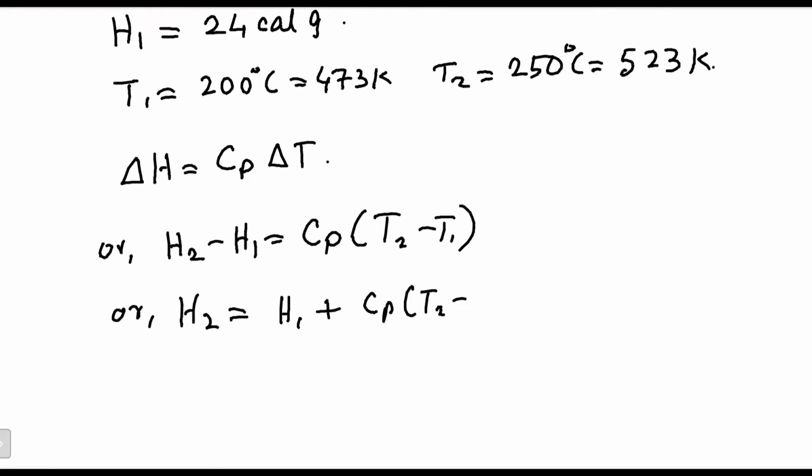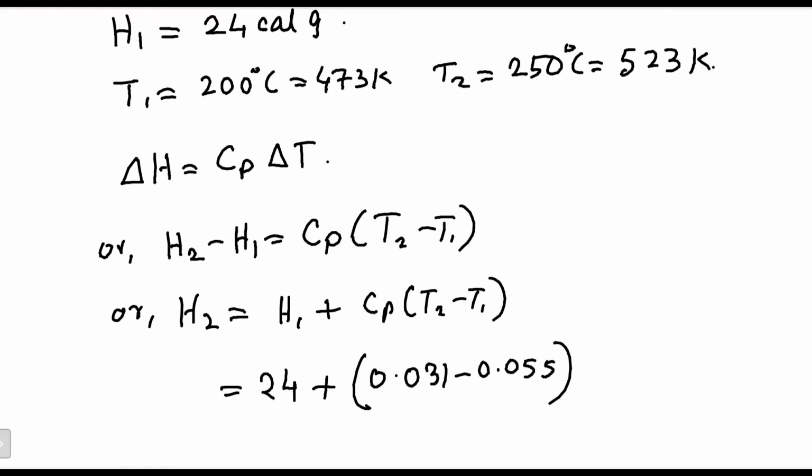Now H1 is 24, plus Cp. The specific heat in this case for the sublimation of iodine will be the specific heat of iodine vapor minus the specific heat of iodine in solid state. That will be the specific heat of sublimation. So 0.031 minus 0.055, into T2 minus T1, that is 523 minus 473.